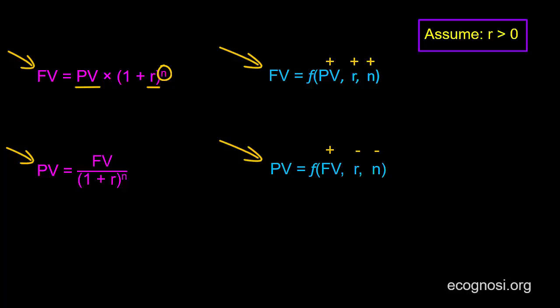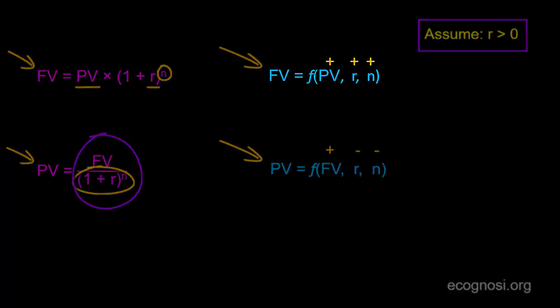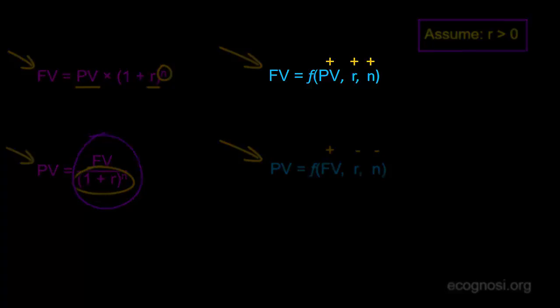And it makes sense, as the higher R and N are, the higher the denominator over here is going to be, and the higher the denominator is, the smaller this entire quantity is, and thus the lower the present value. So to sum up, the future value is positively related to the present value, R and N, and the present value is positively related to the future value and negatively related to R and N.